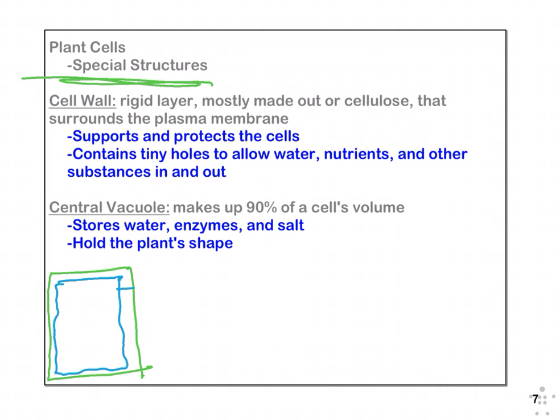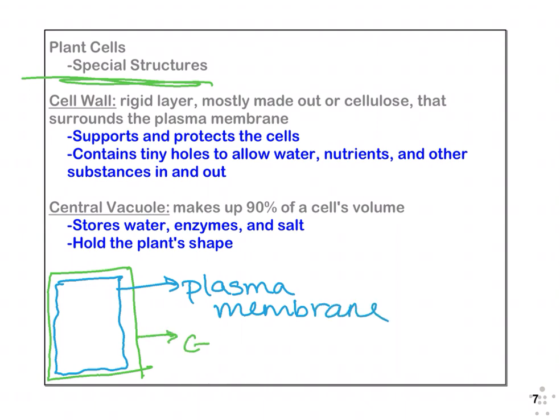So the blue is the plasma membrane, and then the green is the cell wall. So the cell wall will help support and protect the cell, and it contains tiny, tiny holes in it to allow certain things in or out.